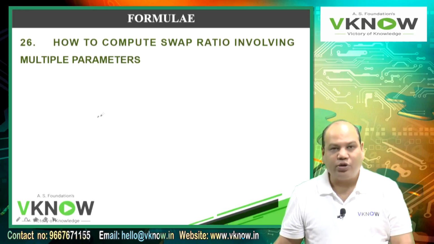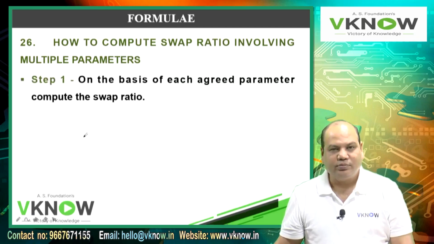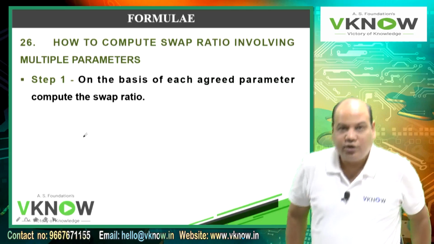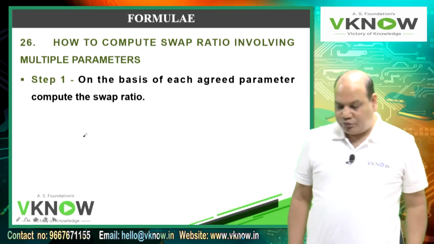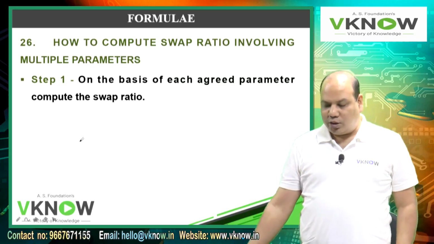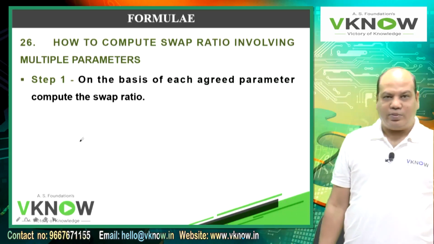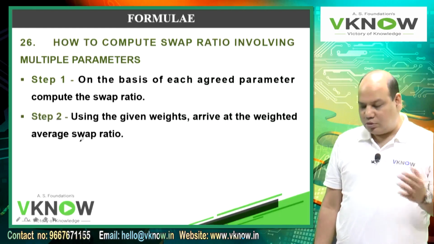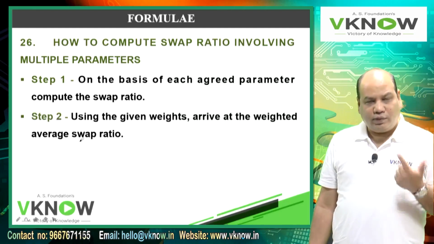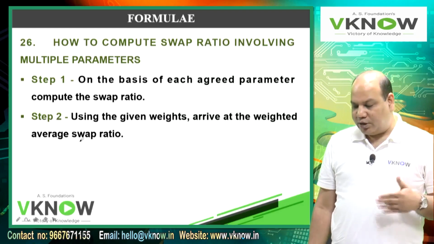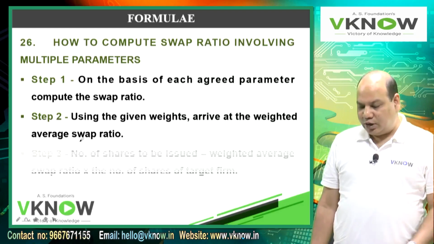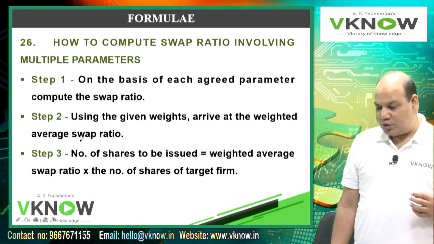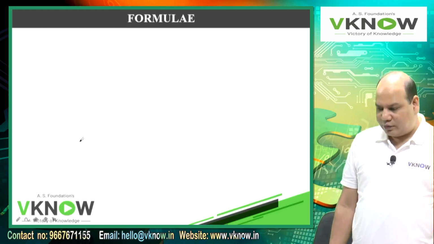How to compute swap ratio involving multiple parameters? This you have seen in many problems that swap ratio is based on EPS, book value, MPS, etc. So in that case, first you calculate the swap ratio on the basis of each agreed parameter. So calculate swap ratio on the basis of EPS, MPS, book value or whatever is given. Then they will definitely give you the weights. Multiply by the weights and you will get the weighted average swap ratio. Number of shares to be issued will be the number of shares of target company multiplied by weighted average swap ratio.